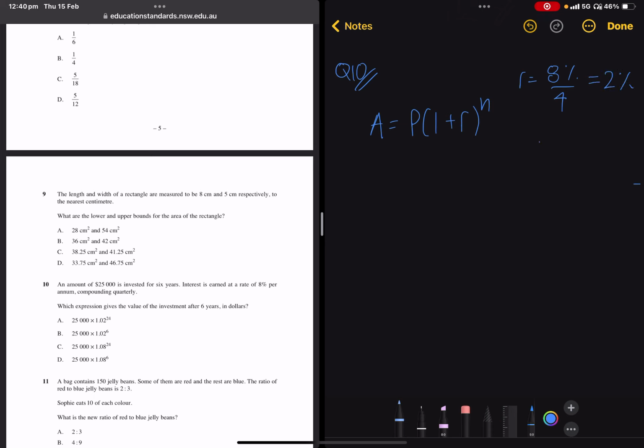We're told for 6 years, so the number is 6 times the number of quarters in a year, which is 4, which is 24. So when we adjust this, A will be equal to 25,000 times (1 plus 2%), 1.02, to the power of n, which is 24. Of these four expressions, A is exactly identical to what we have here, and A is in fact the correct answer. So this is how we do questions 6 through 10 from this paper.